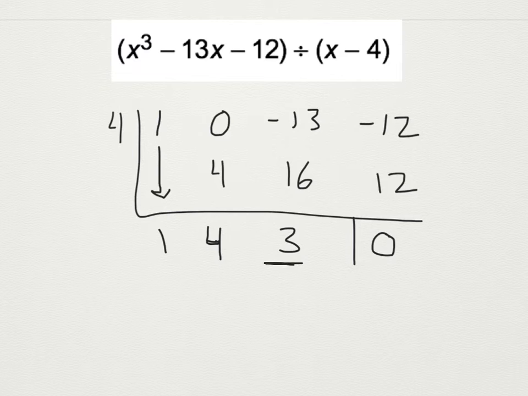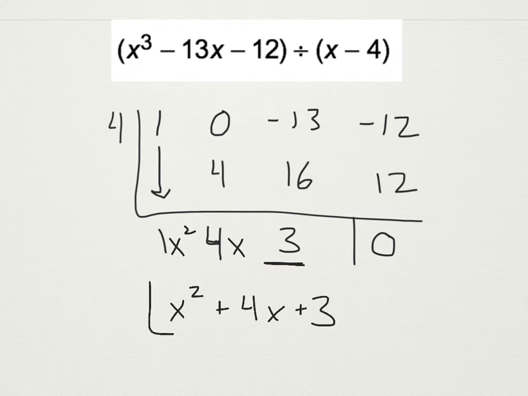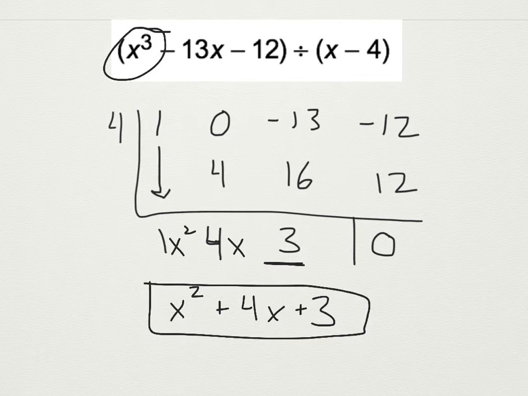What's our 3 going to be? The constant. What about the 4? And the 1? So the 4 is our x, and then the 1 is the x squared. So we just have x squared plus 4x plus 3. And this is our answer. So here we started with x cubed, so our answer is going to start with x squared. It's going to start with 1 less than what our original problem was.